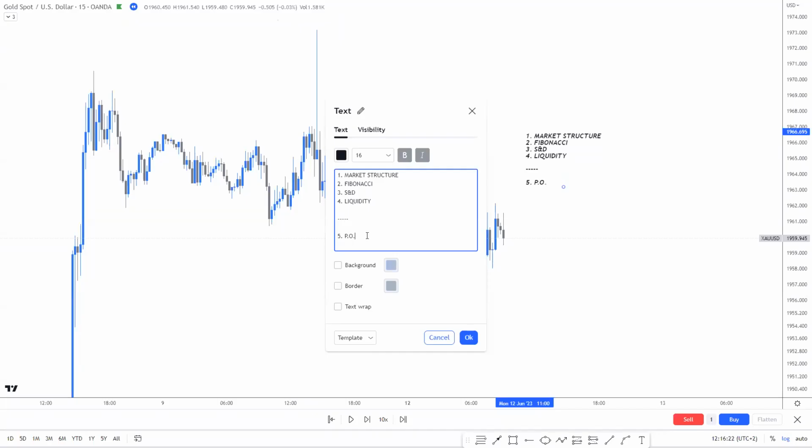Point of control, imbalance, session liquidity, and the eighth confluence, which is entry model, well done.